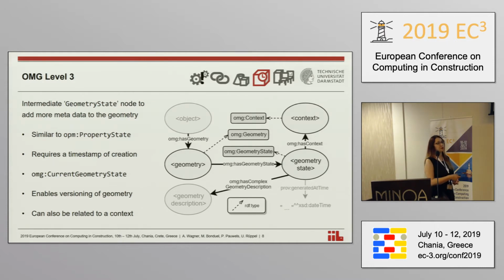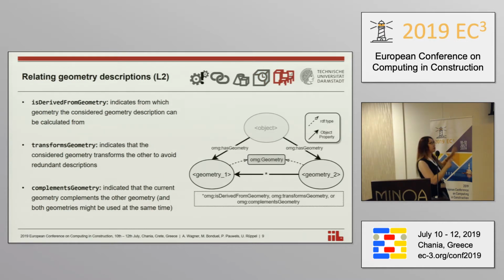And then we are going to the third level, where we have next to the geometry node, the geometry state node. And the idea is basically that every time the geometry changes, you create a new geometry state. And the old geometry is not overwritten, or it's not deleted, but you can give the geometry state a tag that it's deleted. And here you can also see how you could use a grouping mechanism as the geometry context. So those were the levels.